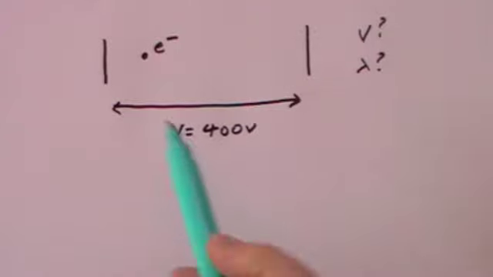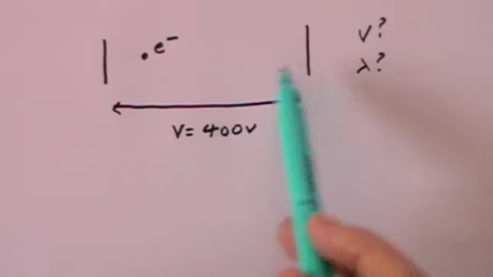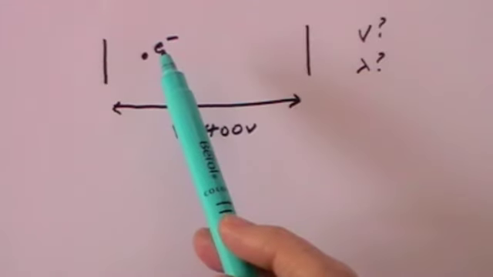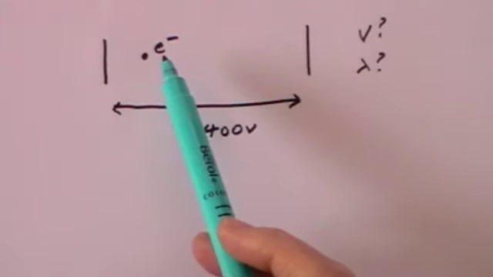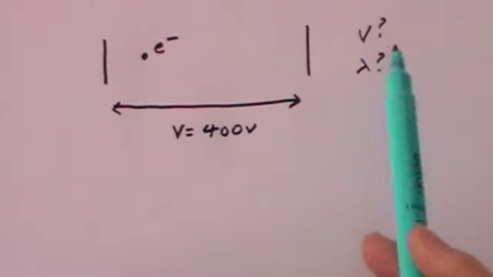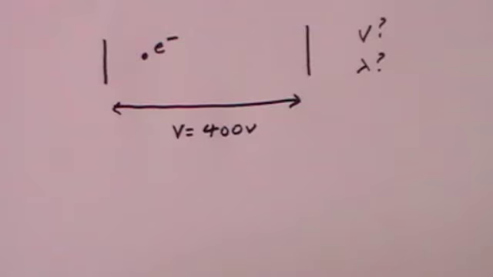Question 3. We have two metal plates across which we've placed a voltage of 400 volts. We have an electron in the electric field, and the question we're asked is, what is the velocity of that electron and what is the wavelength of that electron?